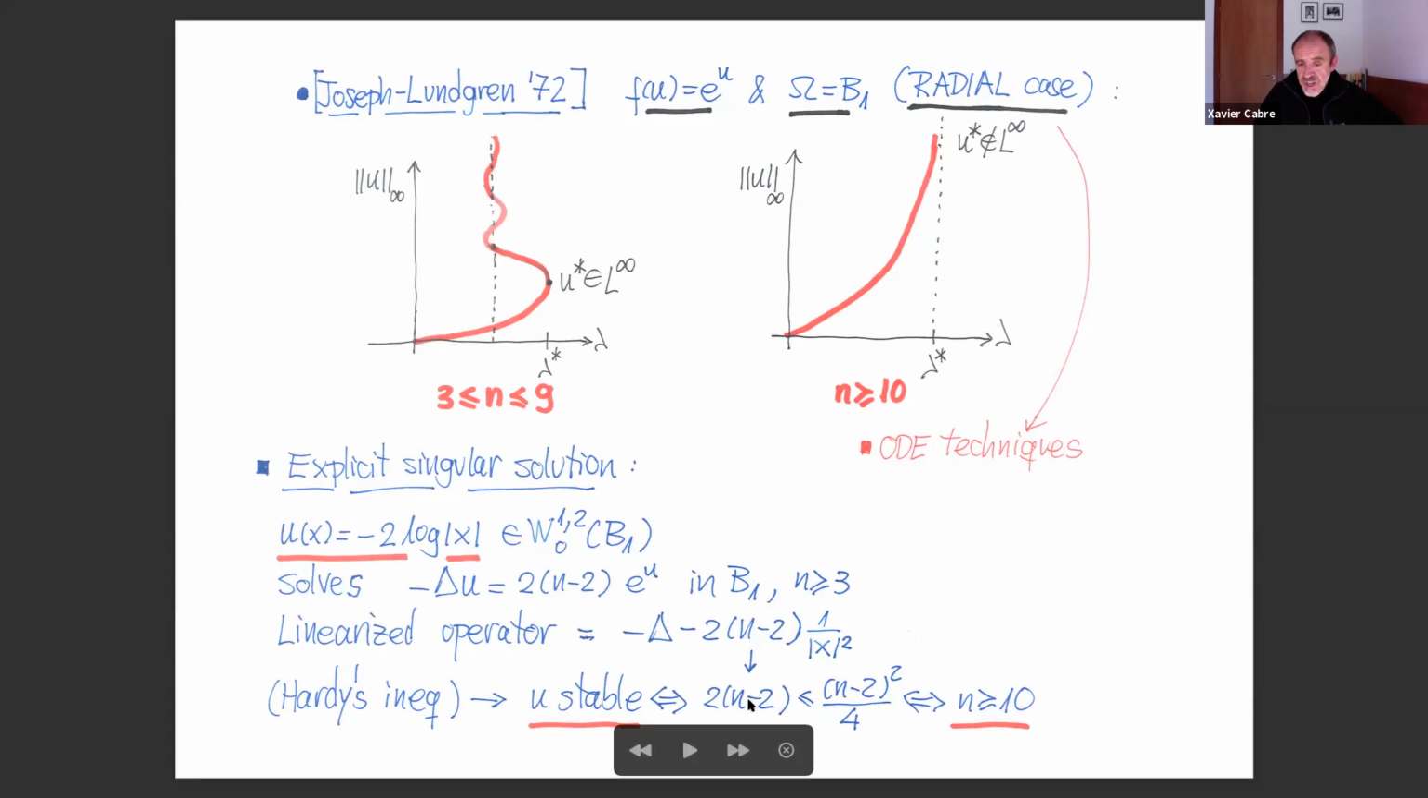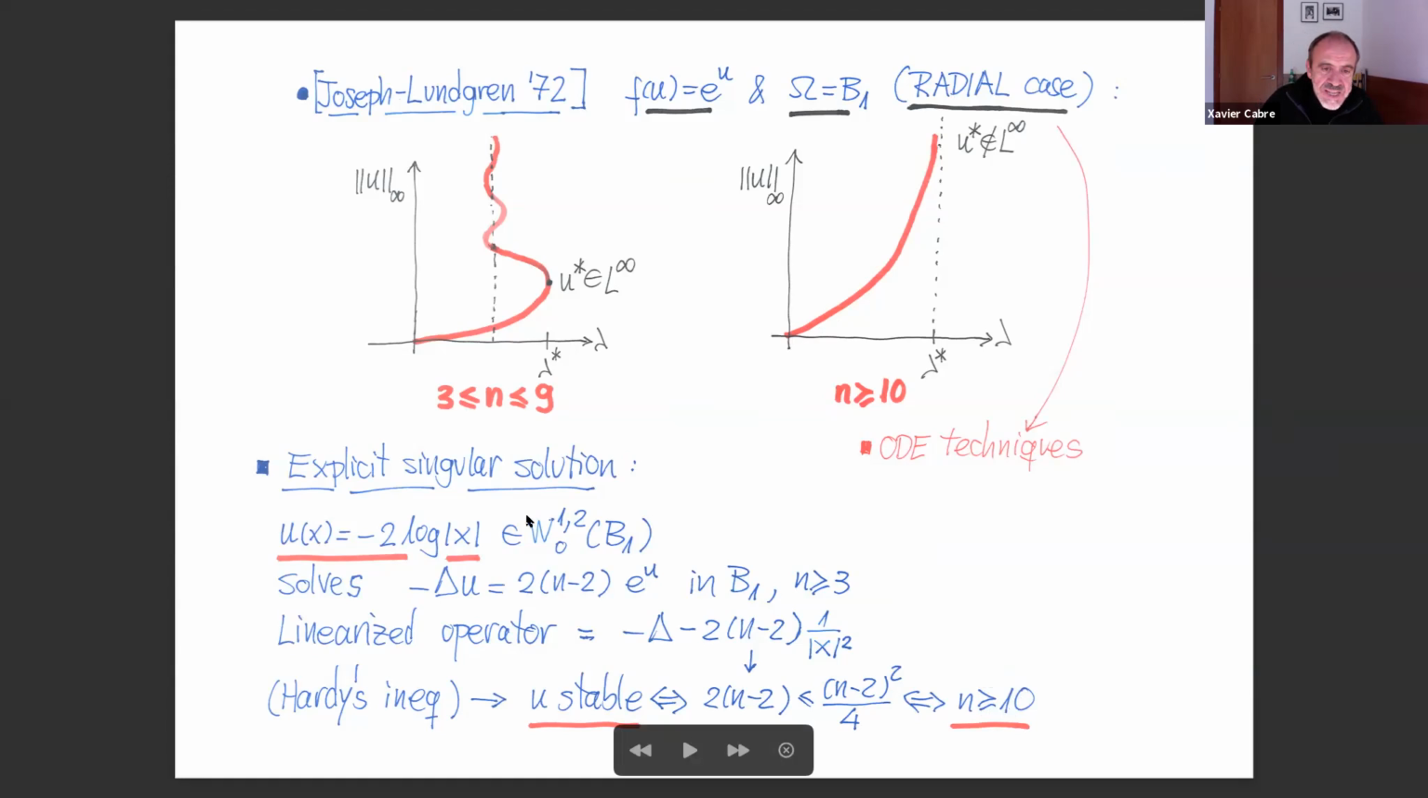And therefore, if you make the algebra here, it means n minus 2 greater or equal than 8, n greater or equal than 10. So the explicit singular solution, which is the logarithm, is stable in the unit ball in dimensions 10 and higher. So it could be that it is the limit of the stable solutions, and in fact it is. But this argument does not prove that, but almost.